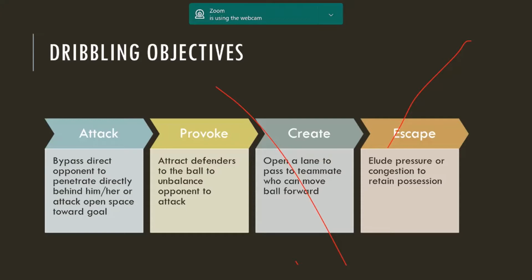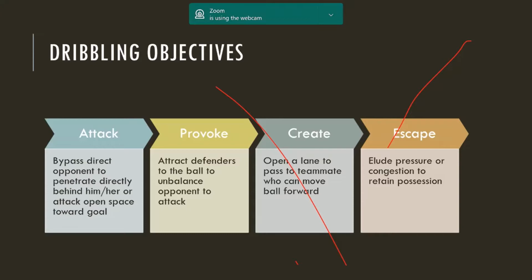So we're trying to elude pressure or congestion so that we can keep the ball. When we think about the 1v1s, we think, oh, can I beat a player and create a shot on goal? That's definitely an important part of dribbling. But there are also times where it's important that we are good dribblers so that we can evade pressure and we can actually find a teammate or find space that helps our team keep the ball. So those are the 4 objectives when we dribble.